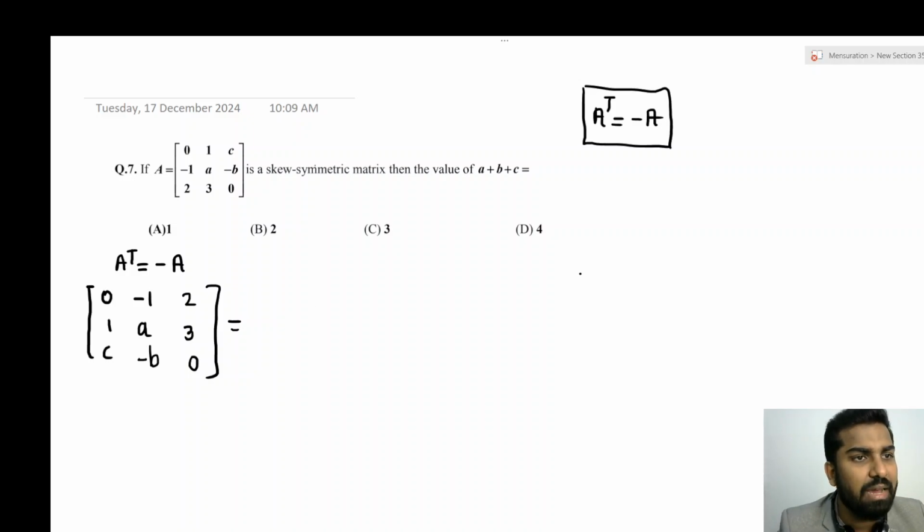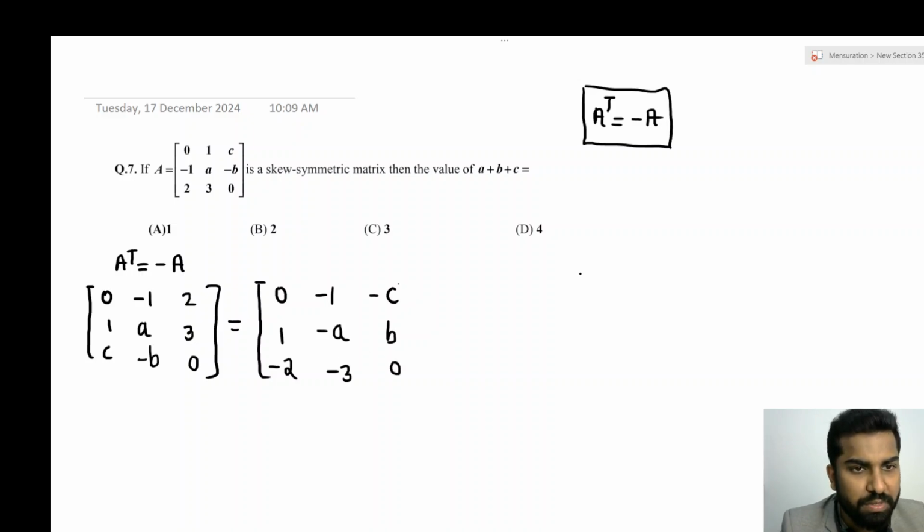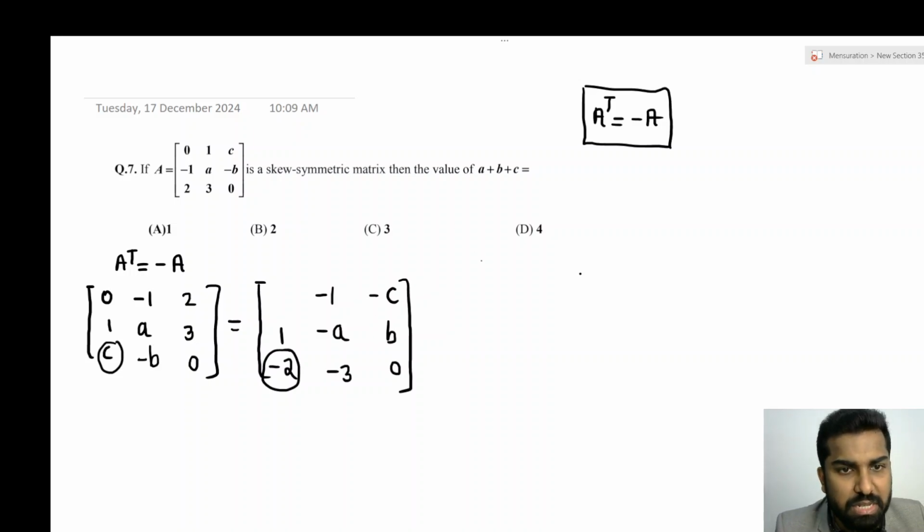If you multiply by a scalar minus 1, every element becomes negative. So 0 into minus 1 is 0 itself. 1 becomes minus 1, C becomes minus C, minus 1 becomes 1, A becomes minus A, minus B becomes B, 2 becomes minus 2, 3 becomes minus 3 and 0 becomes 0. If these two matrices are equal, as we know, corresponding elements are equal. So from here, if you equate, C and minus 2 are equal. That means C will be equal to minus 2.